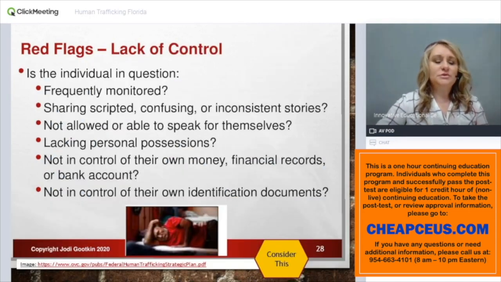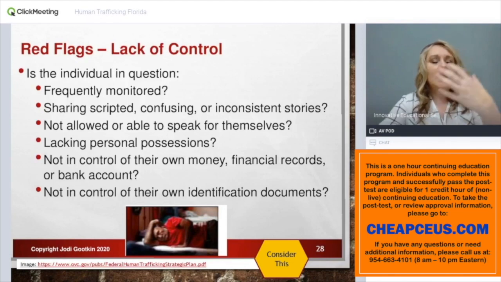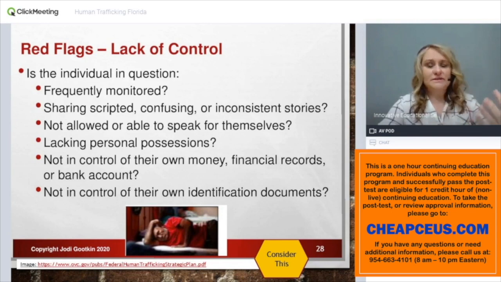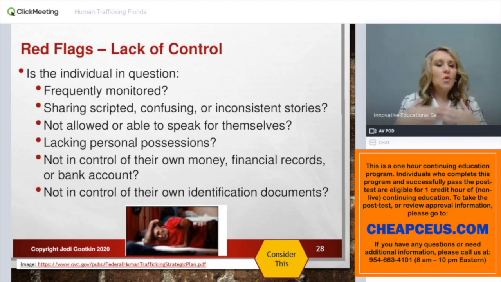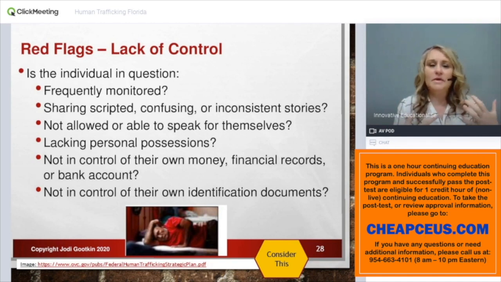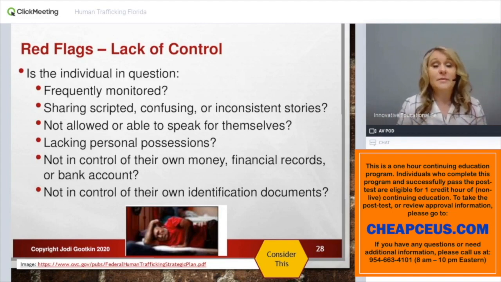As we consider the individual's lack of control, we're going to look at some other indicators in our communication with them and their physical circumstances. Is there always someone with them? Are they frequently being monitored? When you ask them about their mechanism of injury or even about their history, does the story not make sense, or does it change as each healthcare professional asks them about it? Or is it too similar, like a scripted type of story?